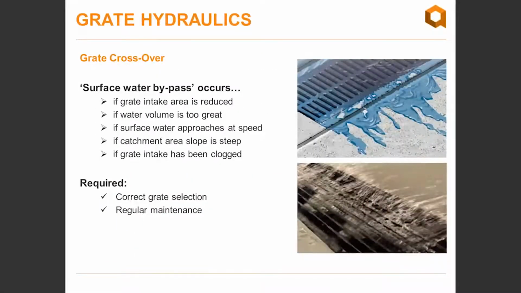Surface water bypass can occur if the grate intake area is reduced, if water volume is too great, if surface water approaches at speed, if catchment area slope is steep, or if grate intake has been clogged. So we need to make sure that this doesn't happen, with a correct grate selection for the application and also regular maintenance. Usually for regular maintenance, we recommend to do this once a year.